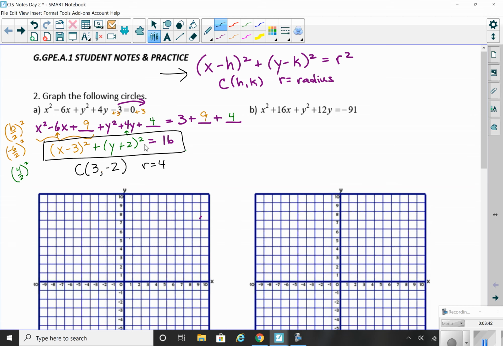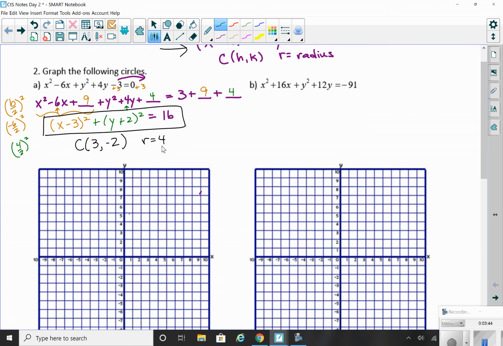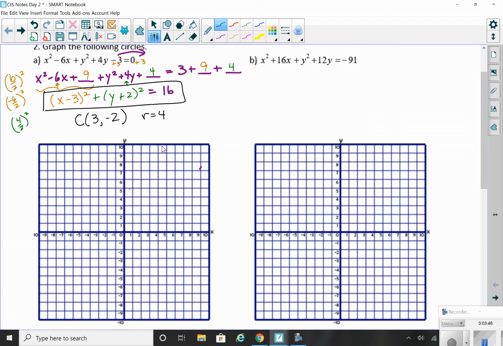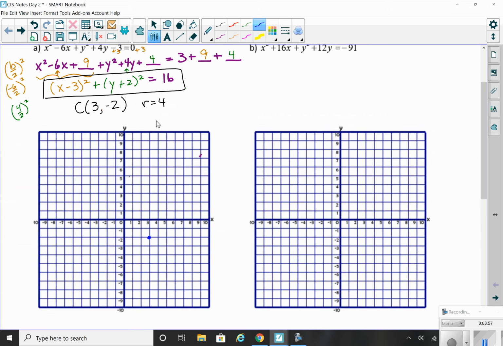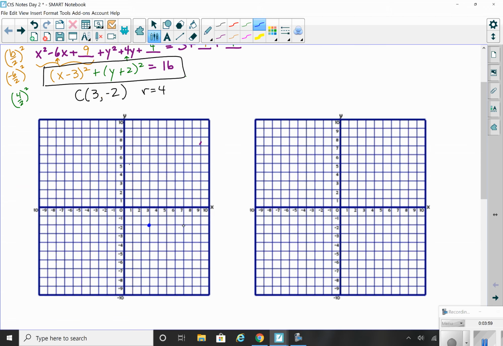When I go to graph this, this is where we're going to go back to 2 days ago. You start by plotting your center. So plot your center at (3, -2). And then the easy points are using your radius. The radius of 4 means from that center point, I can go 4 squares to the right. I can go 4 squares to the left. I can go 4 squares up, and then I can go 4 squares down.